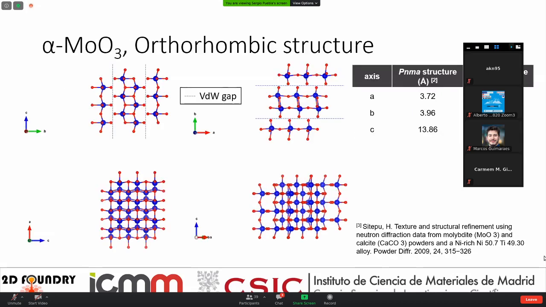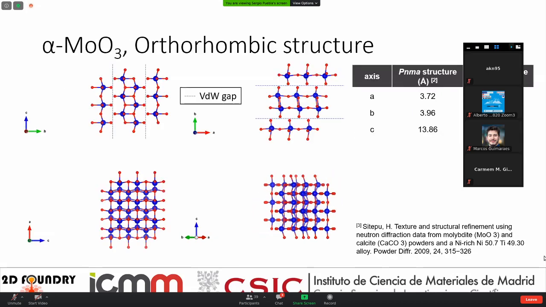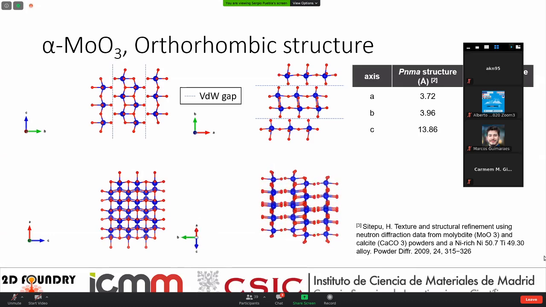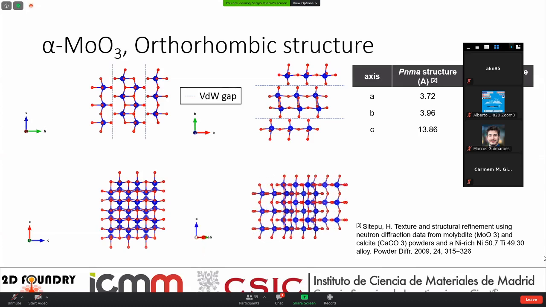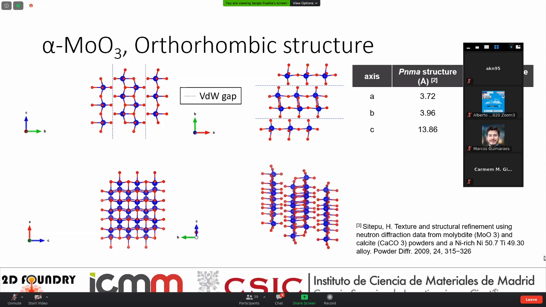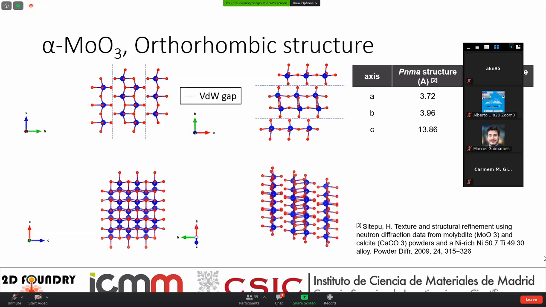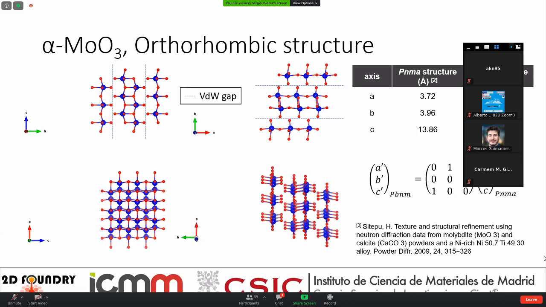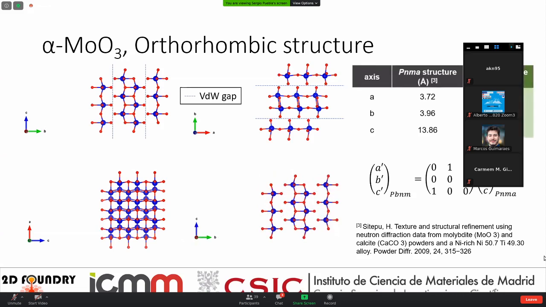But what we are really interested in right now is its structure. Since it's a van der Waals layered material, it has a direction in which atoms are more separate, and it's anisotropic in plane. So this plane group, you can get two types of notation, the Pnma type or the Pbnm.